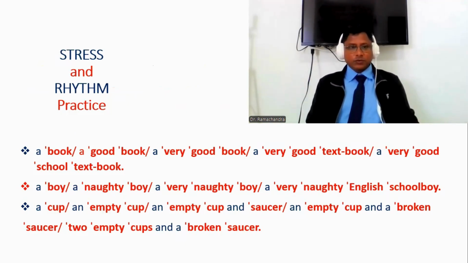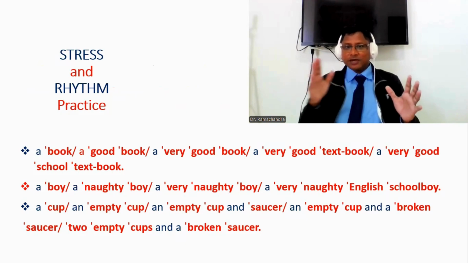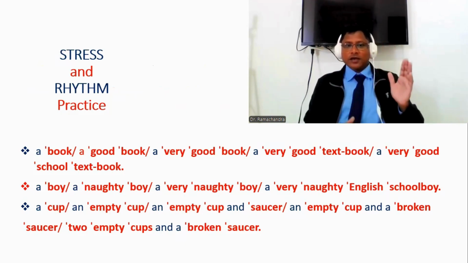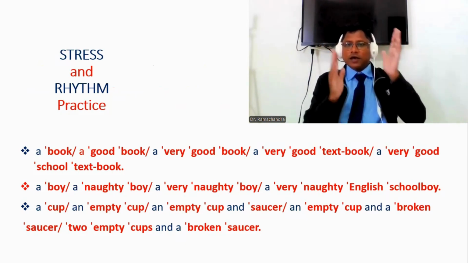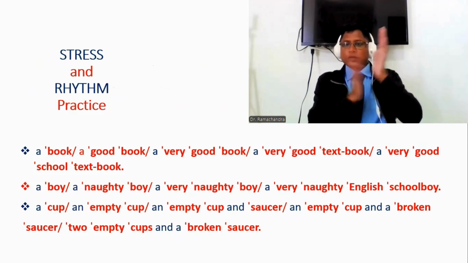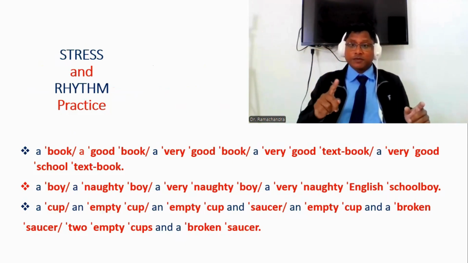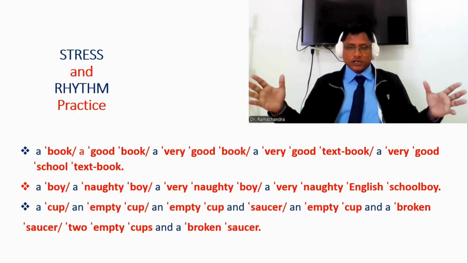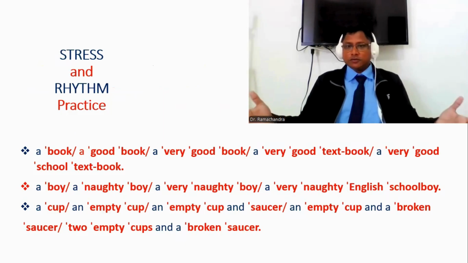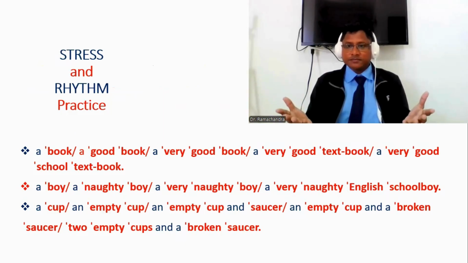For example, the next one: a boy, a naughty boy, a very naughty boy, a very naughty English schoolboy. Look at the same equivalence of time. The same equivalence of time in the production. That depends on your speed, whether you're talking slowly or fast. That depends on you, how you produce your rhythm.